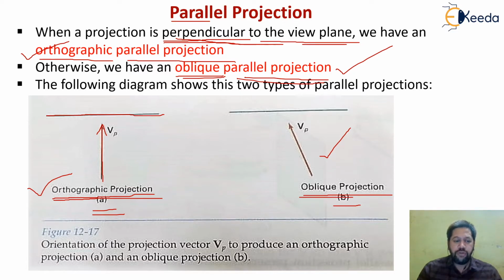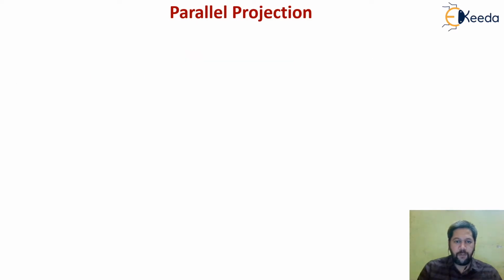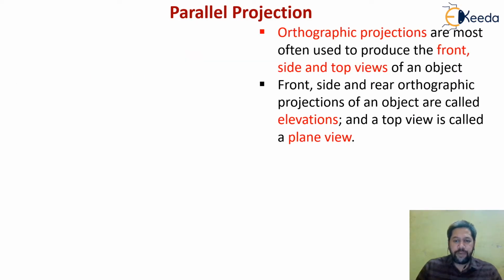Let us continue our discussion and move to the slide now. We are talking about orthographic projection first, because this is the first type of parallel projection. Orthographic projections are most often used to produce the front view, side view, and top view of the object. So in the orthographic projection, we are going to produce the front view of the 3D object, the side view, or the top view of the object.